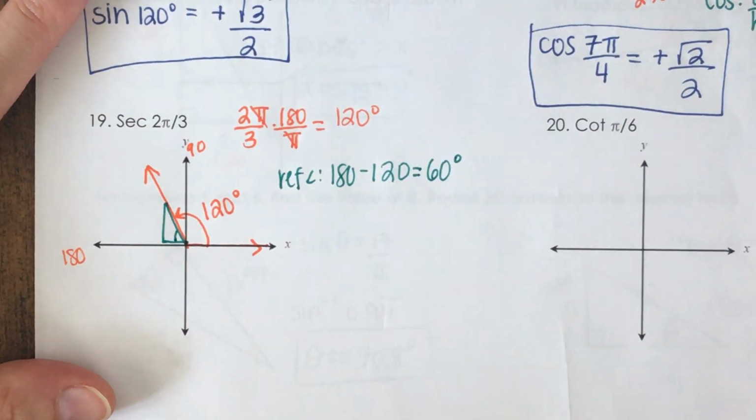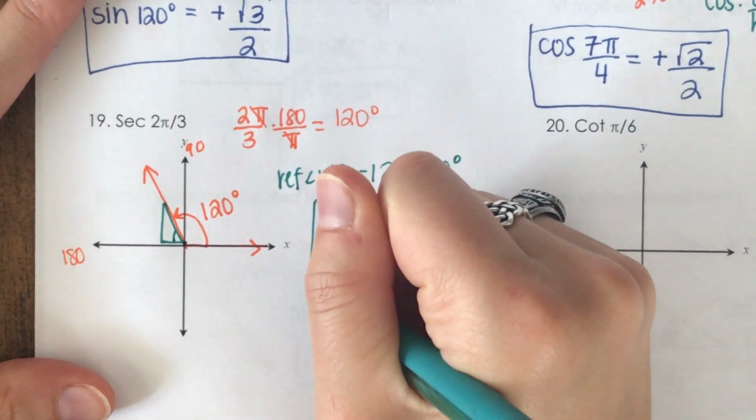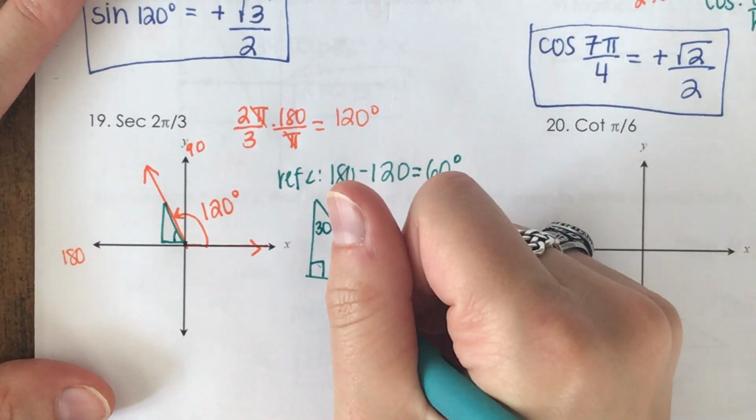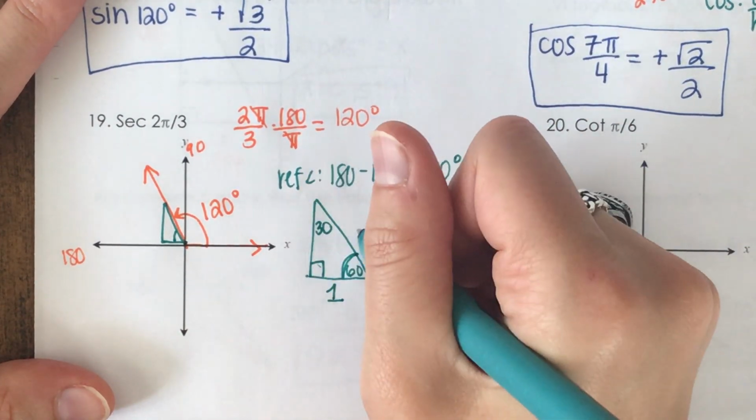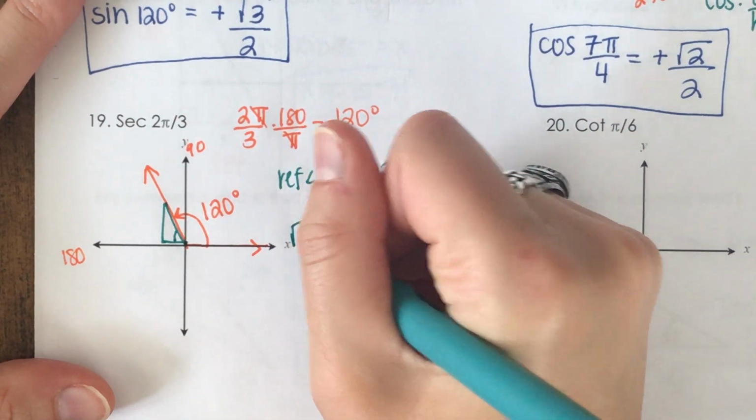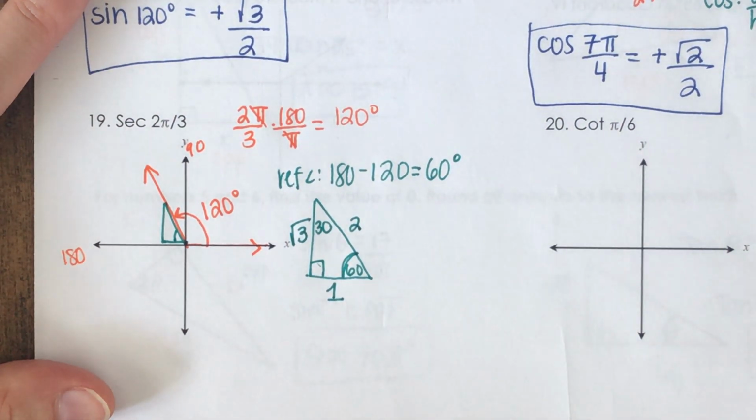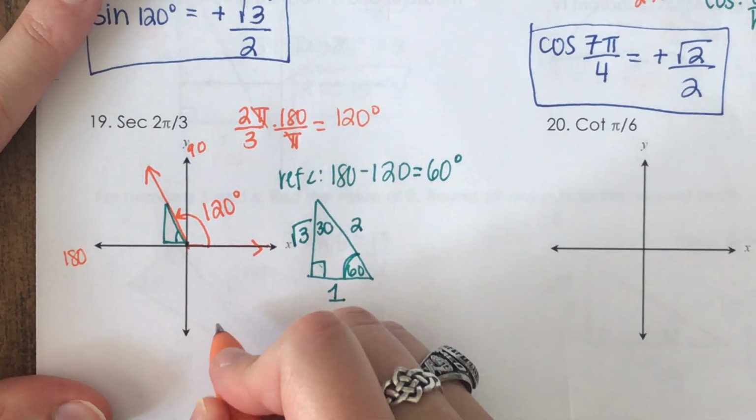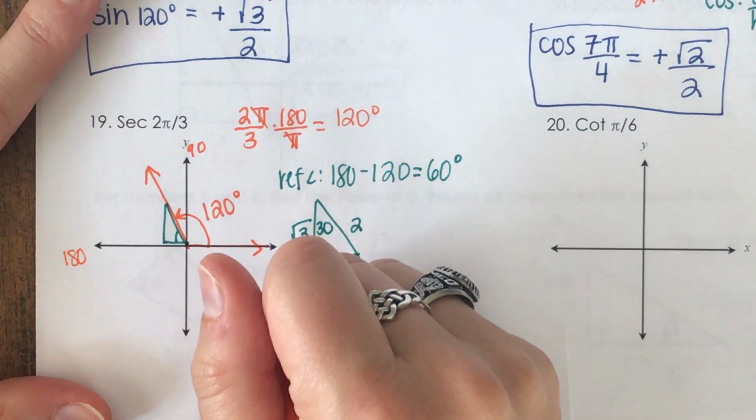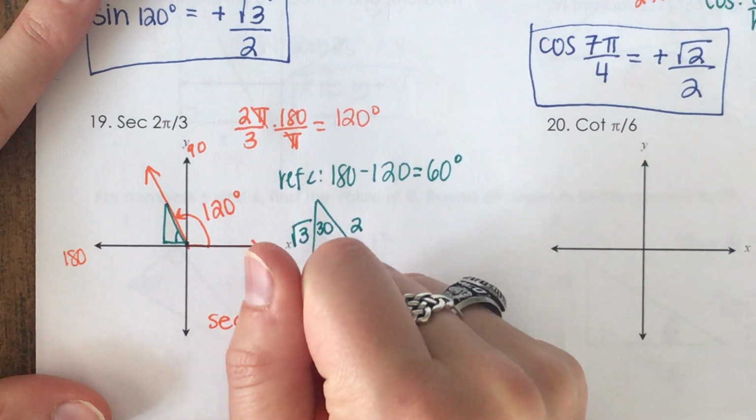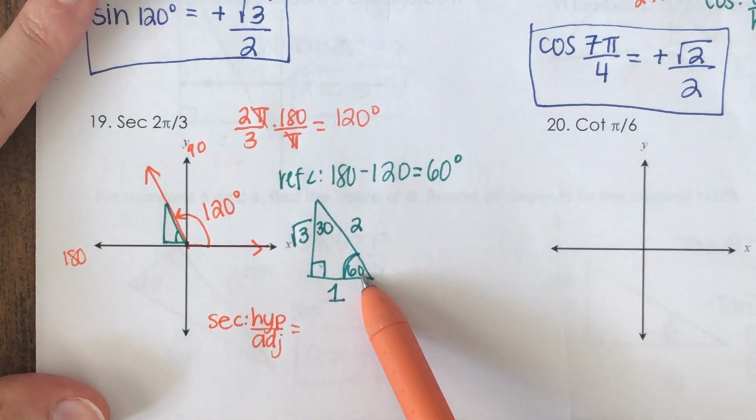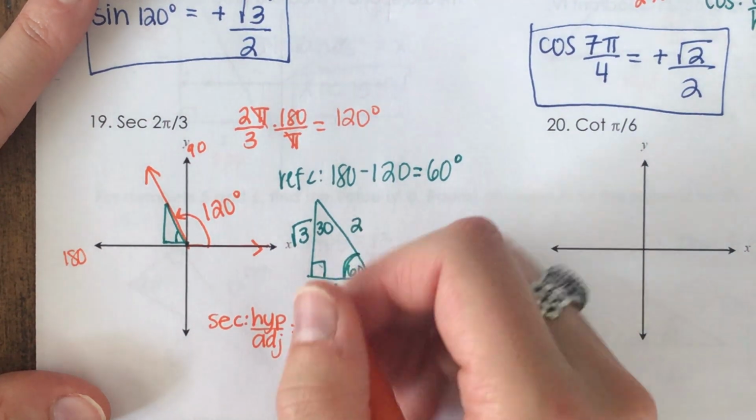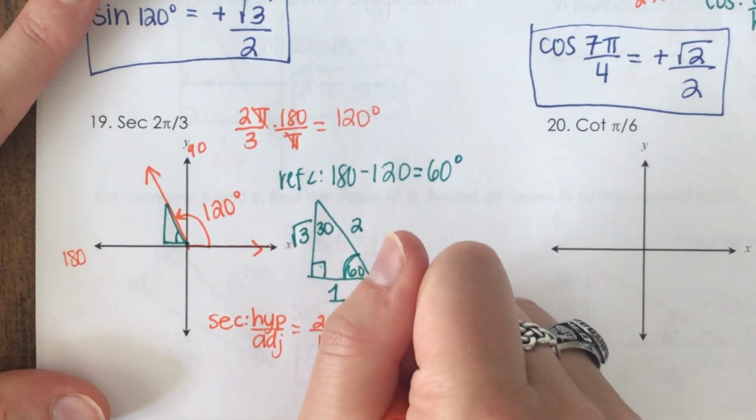So I know this triangle is a 60-degree triangle. So I'm going to draw that, and I'm going to mark it accordingly. So 1, 2, and a radical 3. All right. Now, secant is the reciprocal of the cosine, so I'm going to end up doing the hypotenuse divided by the adjacent side. So I'm looking at the 60, right? That's my reference angle. So the hypotenuse is 2, adjacent would be 1. So it's 2 over 1, which is just 2.